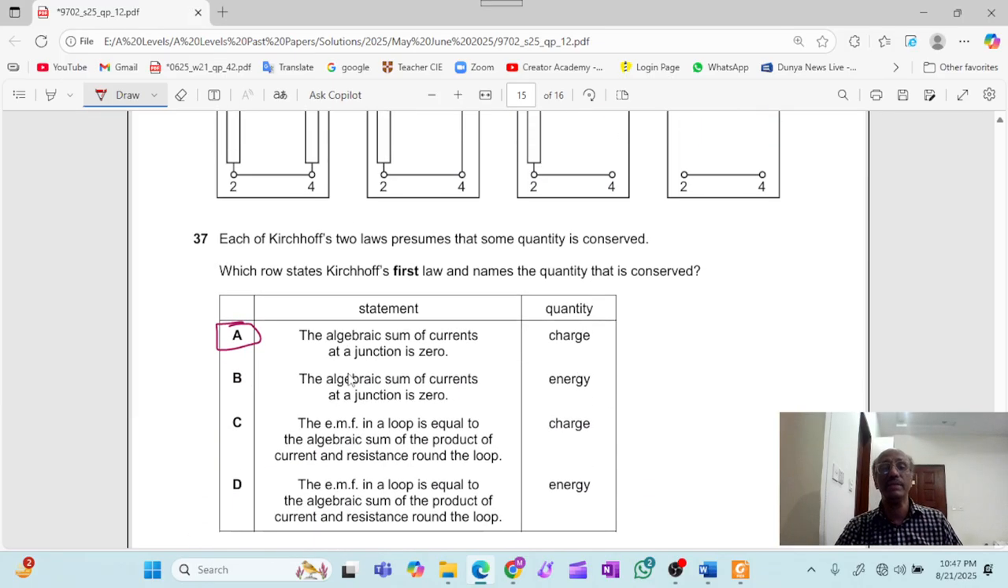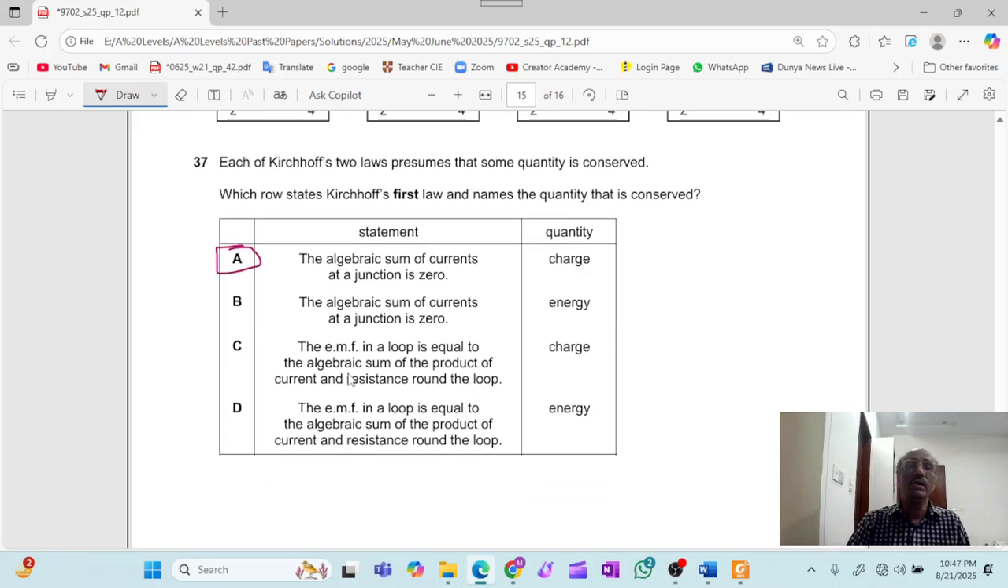Question 37 is about Kirchhoff's first law. The algebraic sum of the currents entering a junction is 0, and it holds with the law of conservation of charge.